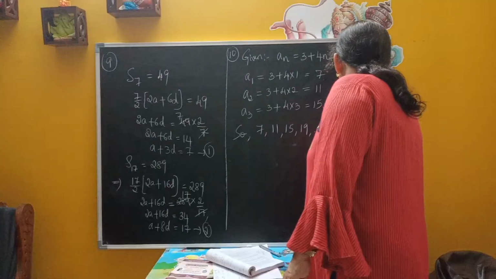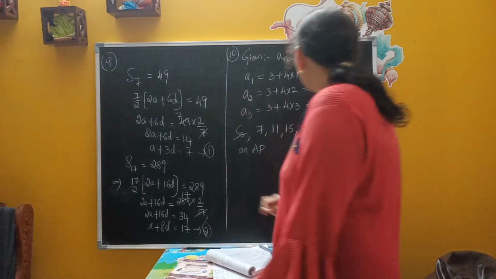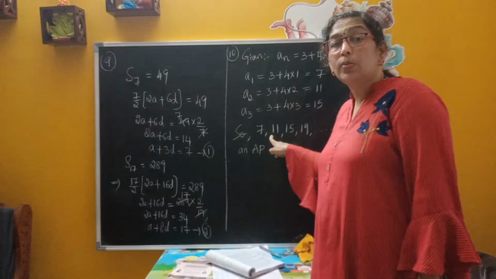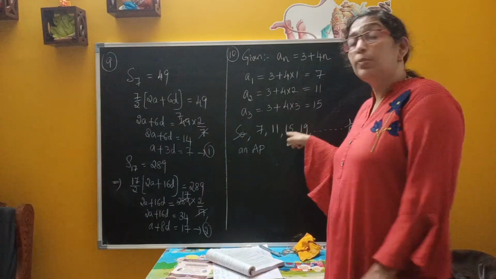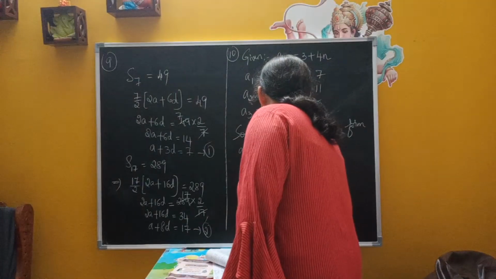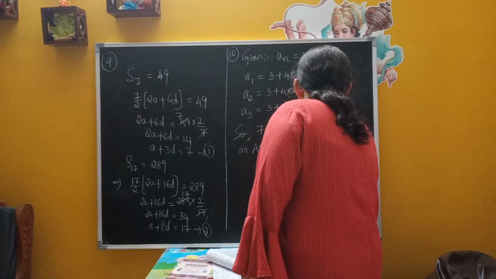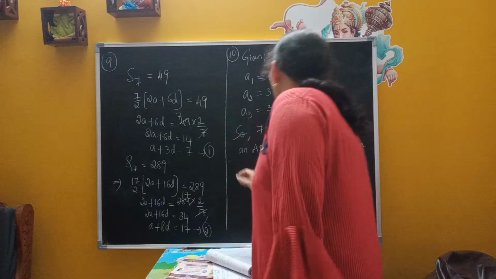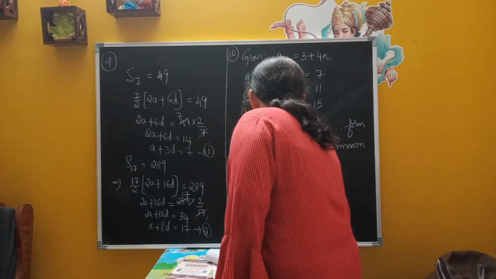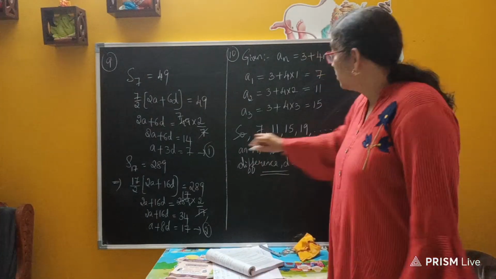Etc. Form an AP. How do you say? See that common difference? 11 minus 7 how much? 4. 15 minus 11 how much? It is 4. 19 minus 15 how much? 4. We got a common difference. As we got a common difference, how much? 4. Common difference D is equal to how much? 4. So hence we proved.